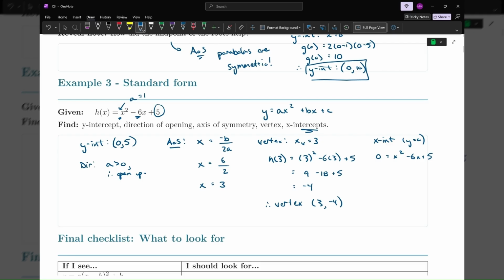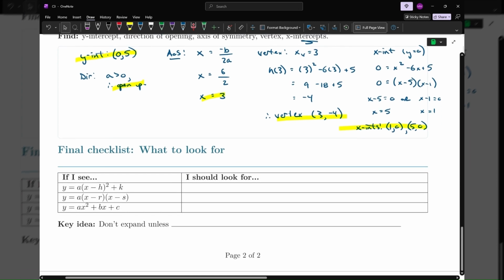So here I'm going to solve by factoring. I know this factors into (x minus 5)(x minus 1). So x minus 5 is 0, or x minus 1 is 0. So that's x is 5, or x is 1. So my x-intercepts, again, state them as points: the x-intercepts are going to be (1, 0) and (5, 0). And that's it. So I have all my information here, and I'm done.